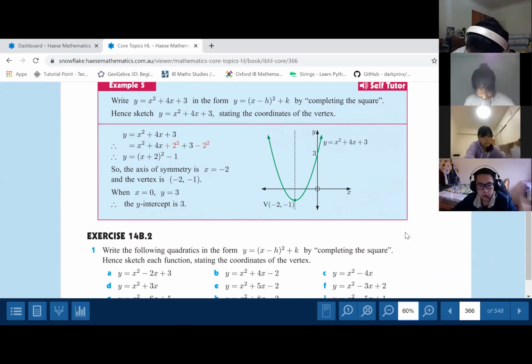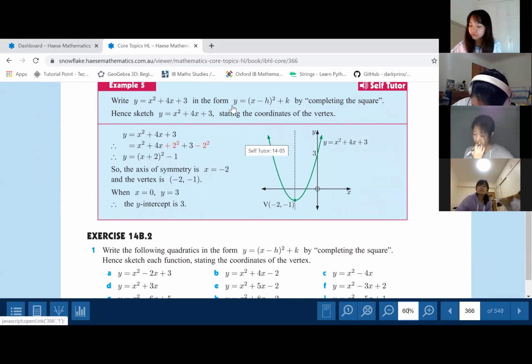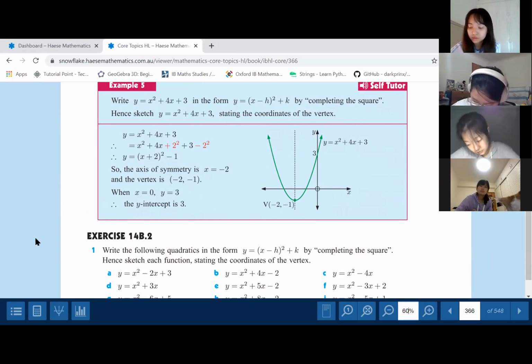This is finding the vertex, right? No, just follow the instruction. It says write this in this form, then sketch. Just follow the exact instruction. And the same instruction is here. So the example is the same as the activity. Let's do that. 2 minutes, everybody. Or maximum 5.